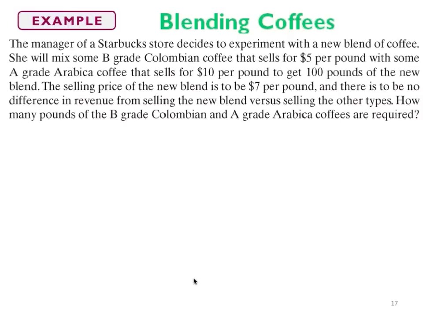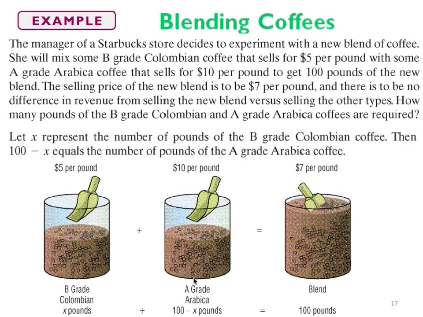Okay, blending coffees. The manager of a Starbucks store decides to experiment with a new blend of coffee. She's going to mix some B-grade Colombian coffee that sells for $5 per pound with some A-grade coffee that sells for $10 per pound. She's going to get 100 pounds of the new blend, and the selling price is to be $7 per pound. There's going to be no difference in the revenue. She's just selling it a little differently. So this is a mixture problem, and we have to come up with some equations on our own.